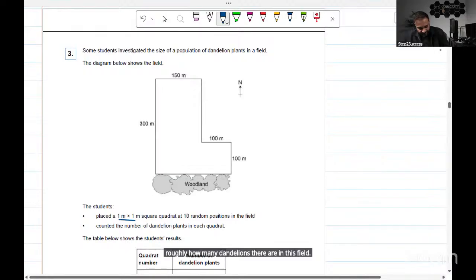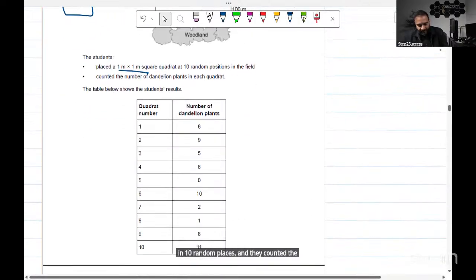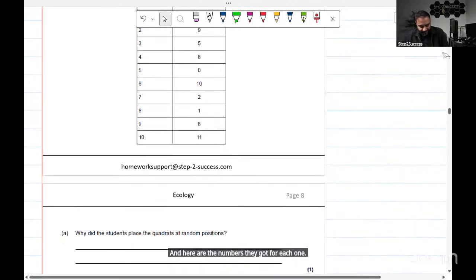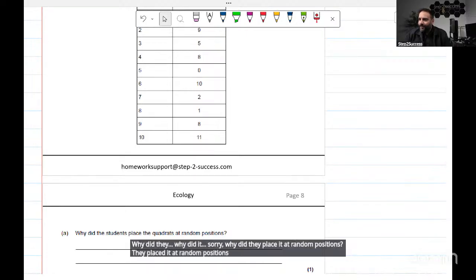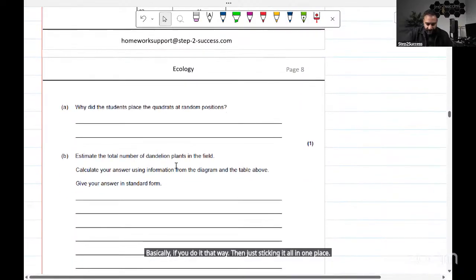They placed a 1 meter by 1 meter square quadrat in 10 random places and they counted the number of dandelion plants in each one. And here are the numbers they got for each one. Why did they place it at random positions? They placed it at random positions so that it avoids bias, doesn't it? Because it's in random places. Or you can say it is more accurate, basically, if you do it that way, than just sticking it all in one place.